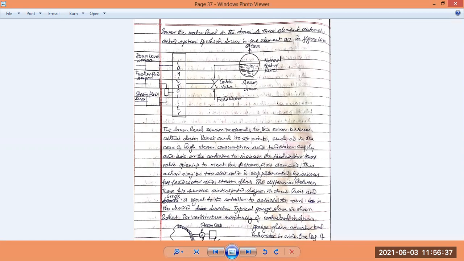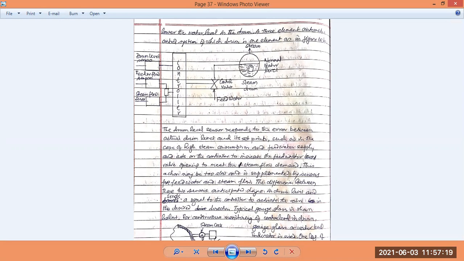The drum level sensor responds to the error between the actual drum level and its set point. There should be a sensor inside the drum. It will find out the difference between the set point and its level. If it is okay, it will not open the valve. If it is not okay, by sensing, it will open the valve and do the remaining work, so that the water comes inside and gets heated, so that the steam content is improved.